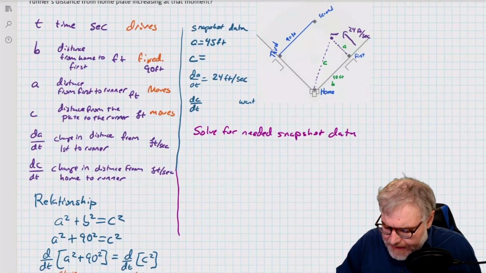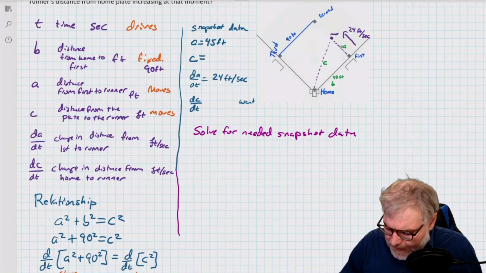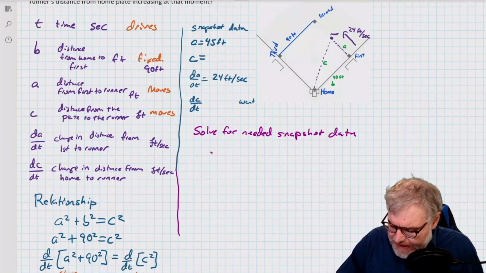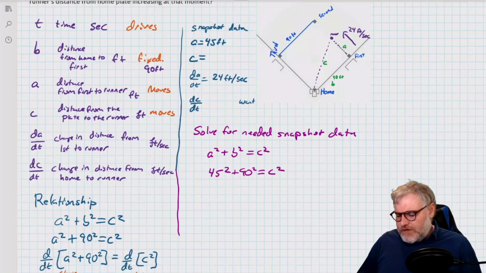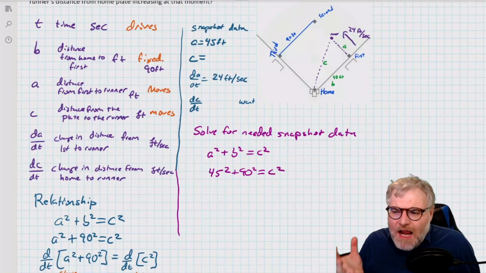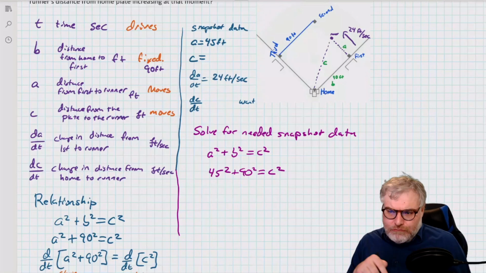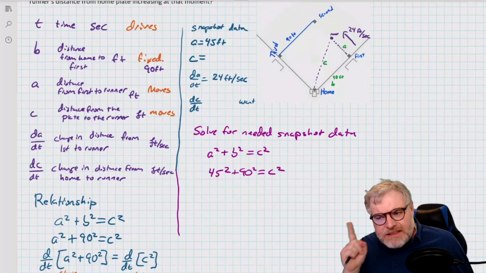Okay, so my snapshot data. I've got A equals 45, and my relationship here is A squared plus B squared equals C squared, and I need to solve for C. So I'm going to have 45 squared plus 90 squared equals C squared. Now, before I yank out my calculator, let's look at this.